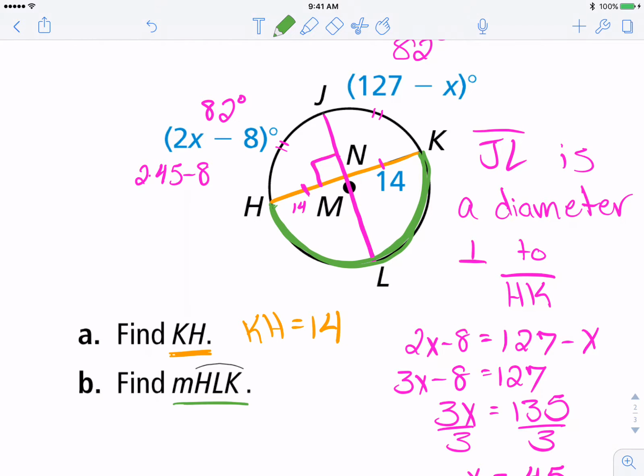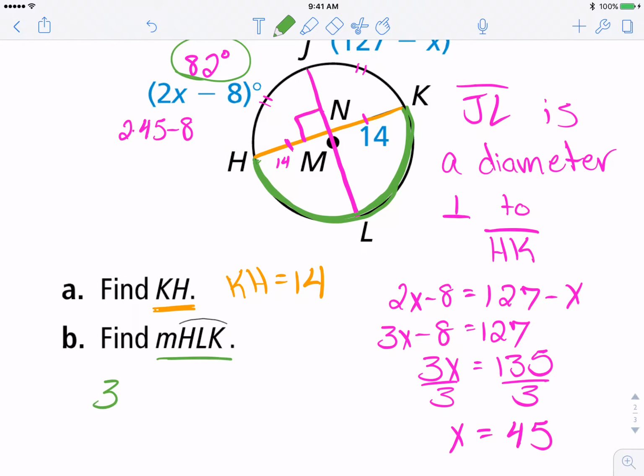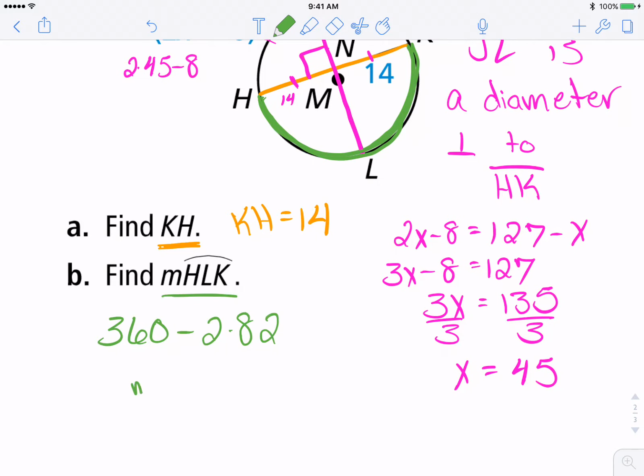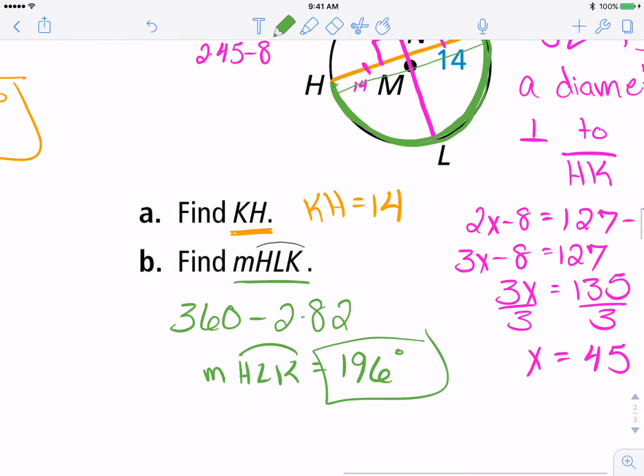I know this pink's 82. I know this one's 82, but I know all the way around is 360. So if I take the 360 and subtract the two 82s, that will give me what's left. I end up getting 196, so the measure of arc HLK is 196 degrees. Which makes sense because if you notice, it's more than a semicircle, because a semicircle straight across would be right about there. So it's more than a semicircle, which is 180, so that makes sense.